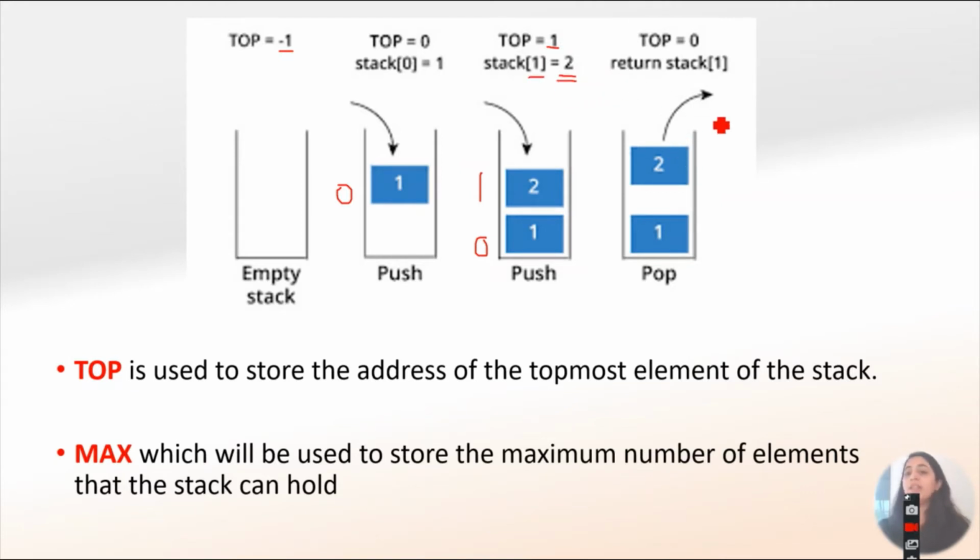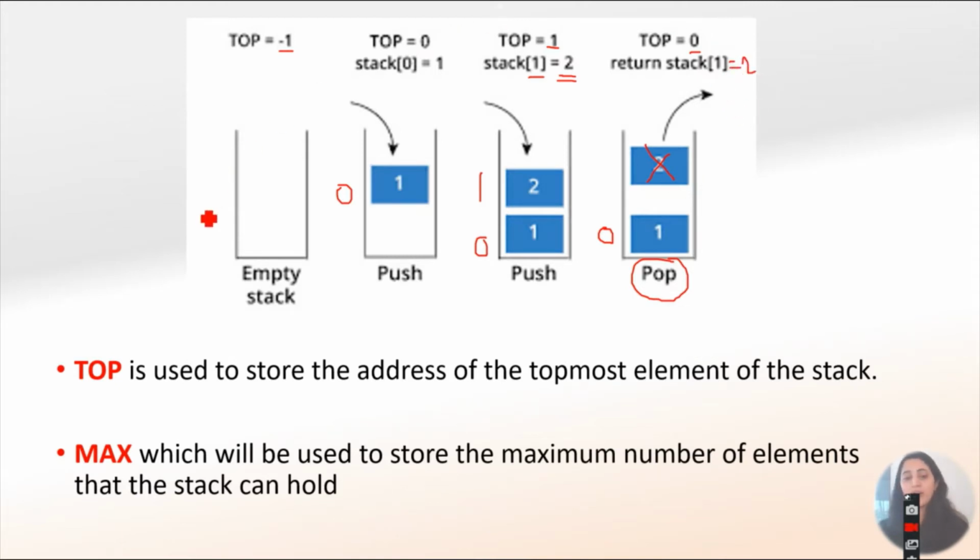Okay, when you pop out something from the stack, we call this operation the pop operation. When we pop out a value, now 2 is going to get popped out. So what remains in my stack is only 1. That's why my top is 0, and I will return the value 2, that is return stack of 1, which I have just returned to the user.